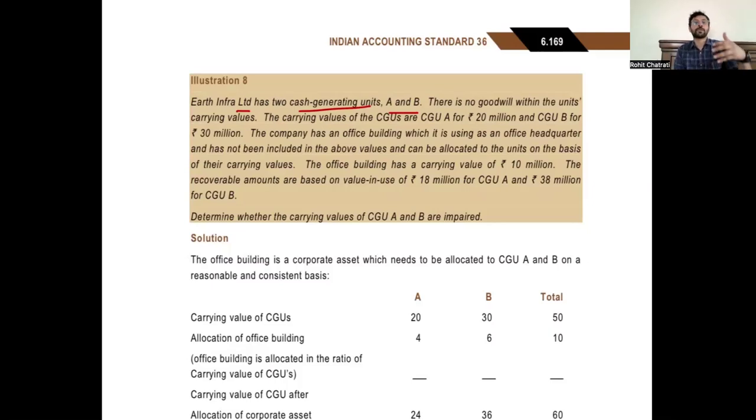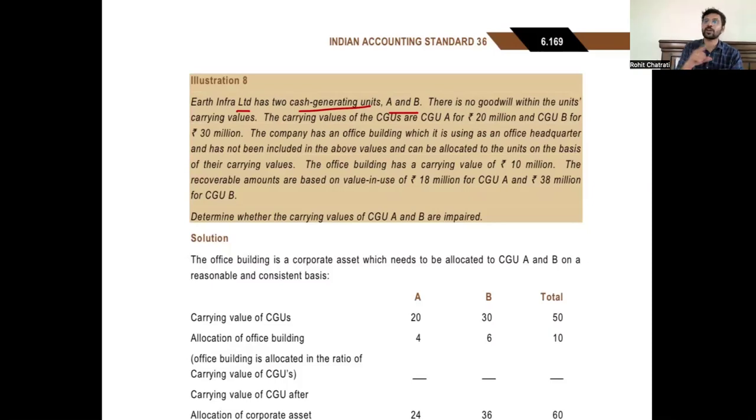For example, in process costing in CA Inter, you might have learned that one input will go into plant 1. From plant 1 it will go into plant 2, and from plant 2 it will go into plant 3, and after plant 3 you get the final output. In this case, plants 1, 2, and 3 together are responsible for producing the final output, and therefore they will be called one cash generating unit.